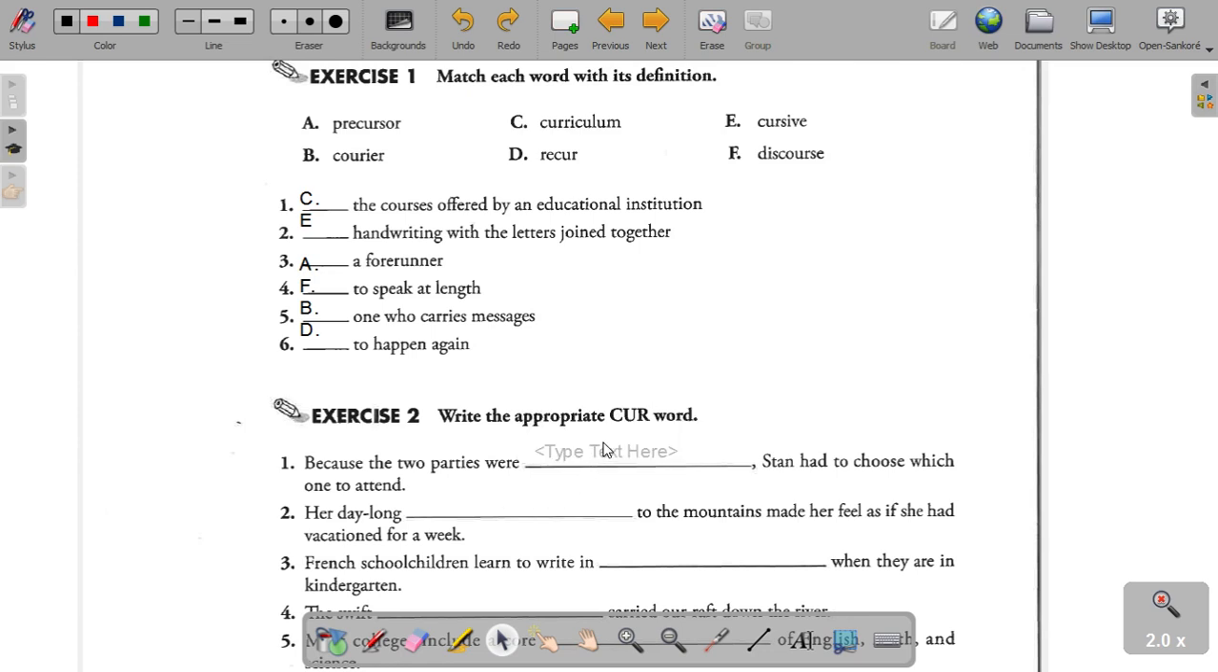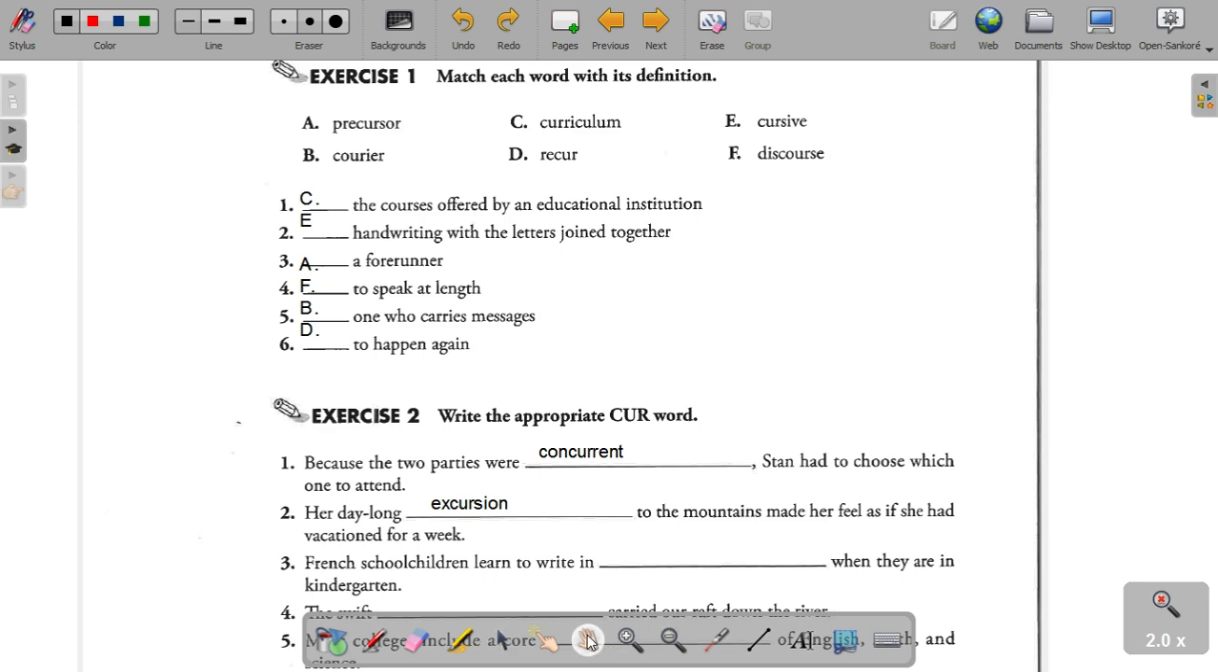So because the two parties were blank, Stan had to choose which one to attend. So they were both happening at the same time. They were concurrent. Very good. Whoever said that. Excellent job. Okay, now we have her day-long blank to the mountains made her feel as if she had vacation for the week. So this is the word for a trip, or in this case, an excursion. Very good, everyone who said that.